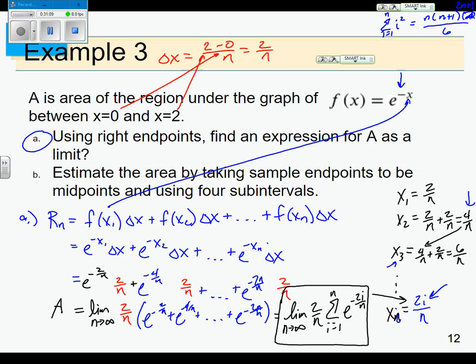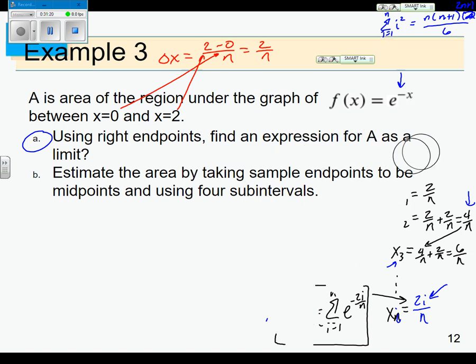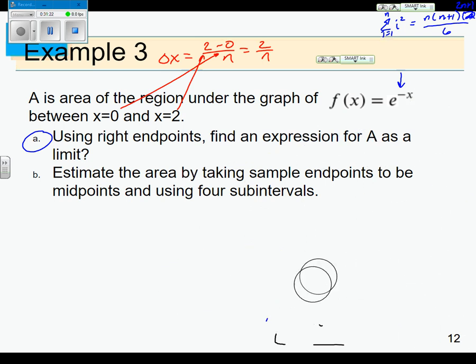So part B of this wants me to estimate using midpoints on this. Okay, so let's talk about how to use midpoints on this. Imagine, so it's an endpoint and using 4 subintervals. So I'm not doing the infinite amount on these. I'm just doing simply n equals 4.